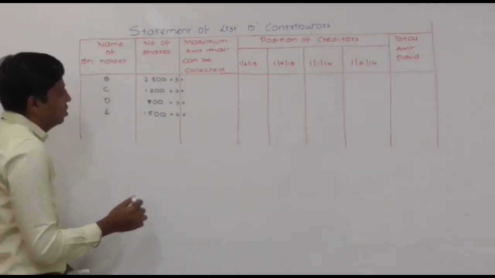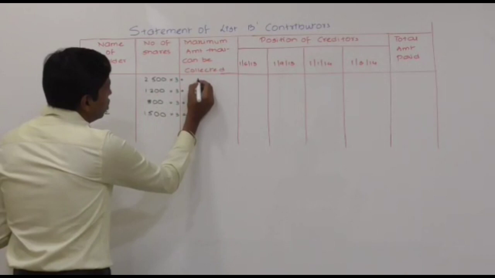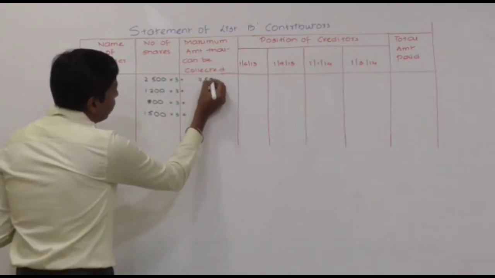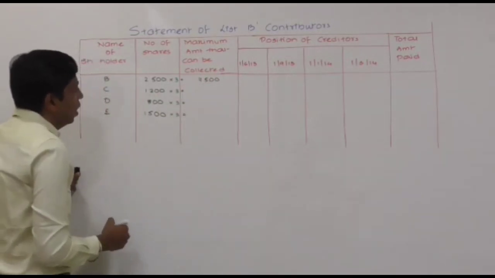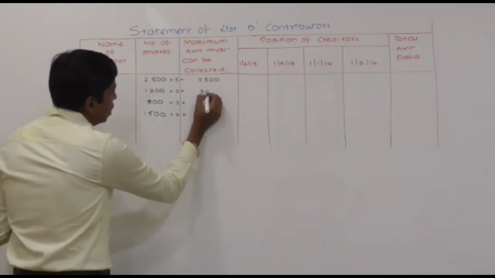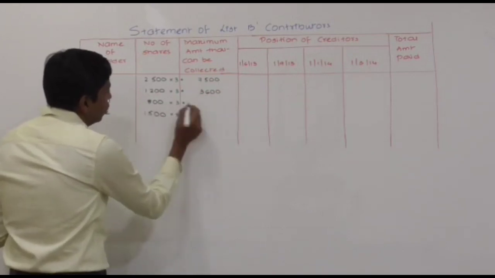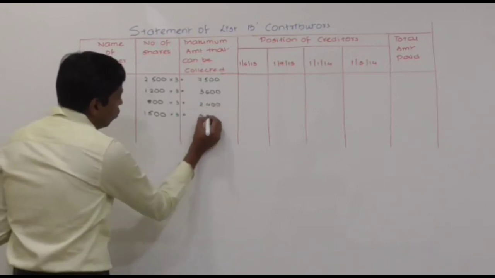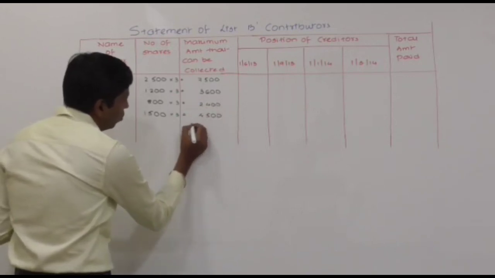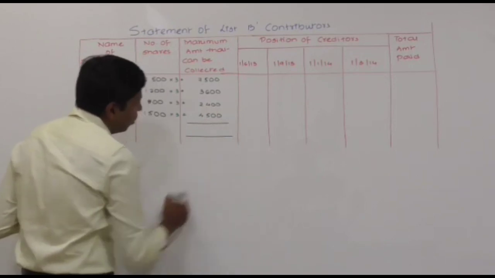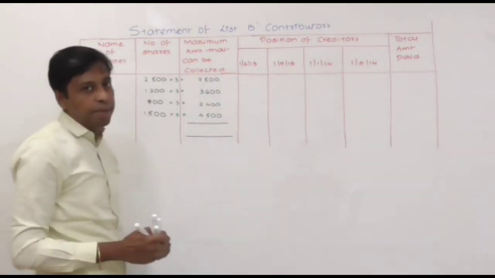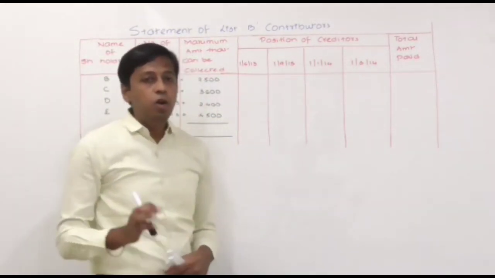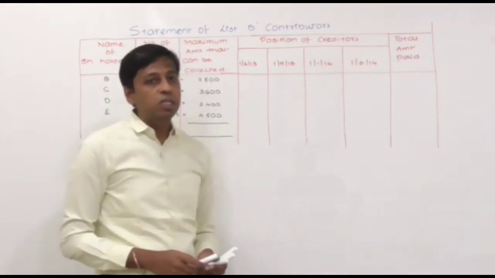Let's do a quick calculation. 2500 into 3 is 7500. 1200 into 3 is 3600. 800 into 3 is 2400. And 1500 into 3 is 4500. We can take the total of this amount. That's the maximum amount that can be collected. This is the maximum amount that can be collected by the company from its B list shareholders.